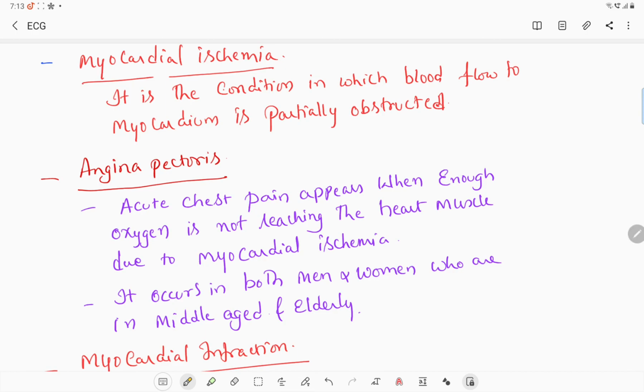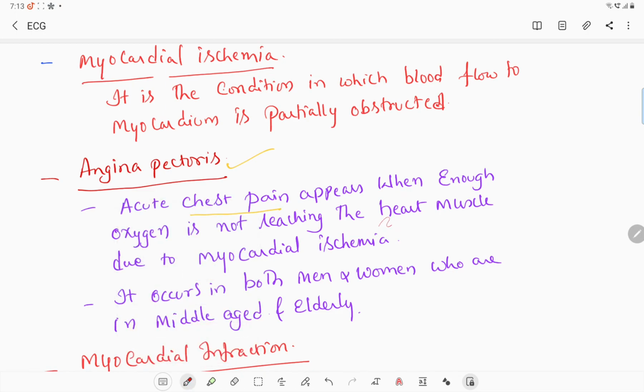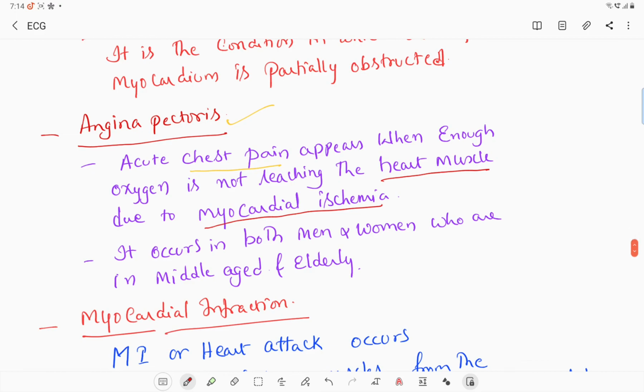So let us go for the next one, angina pectoris. Angina pectoris means acute chest pain that appears when enough oxygen is not reaching the heart muscle. So why is it happening? Due to myocardial ischemia. I told you what is meant by myocardial ischemia, right? It occurs in both men and women who are middle-aged or elderly.